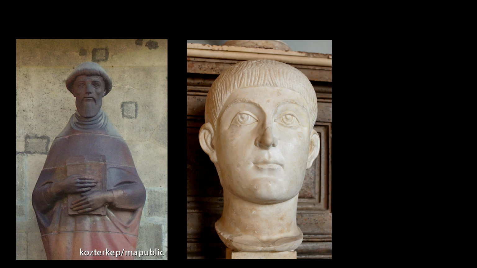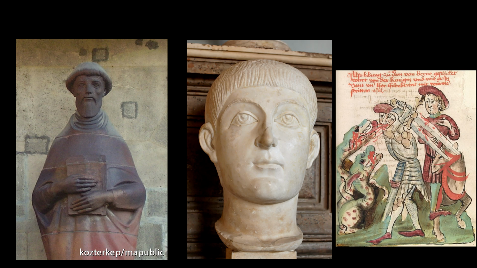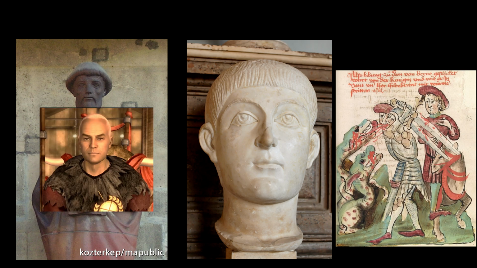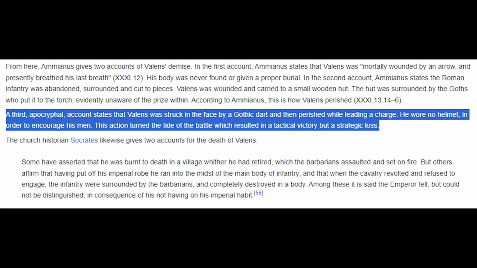In any case, I checked if his life showed any correspondence with what chronicles wrote about Dietrich or Macrinus, and it turns out that the way of his death is very similar to how Dietrich died. Wikipedia writes the following about Emperor Valens. A third apocryphal account states that Valens was struck in the face by a Gothic dart and then perished while leading a charge. He wore no helmet in order to encourage his men.